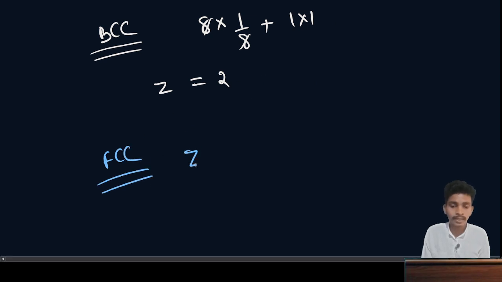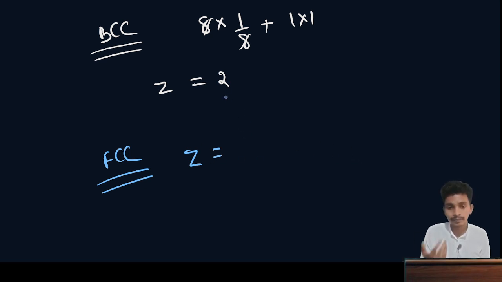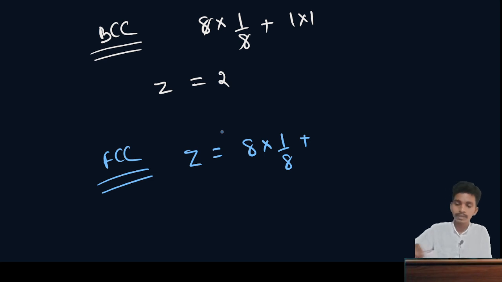And for FCC, Z is the contribution of lattice points in a crystalline solid. First corners: 8, each contributing 1 upon 8, and then the faces. How many faces are there? Let's say this is a cubic crystal. How many faces are there? 1, 2, 3, 4, 5, 6 faces are there. How many corners?